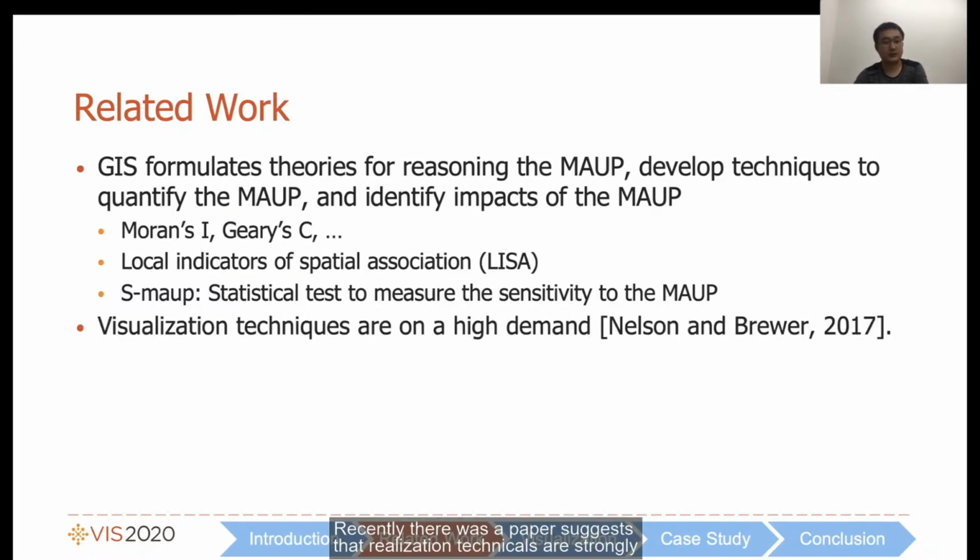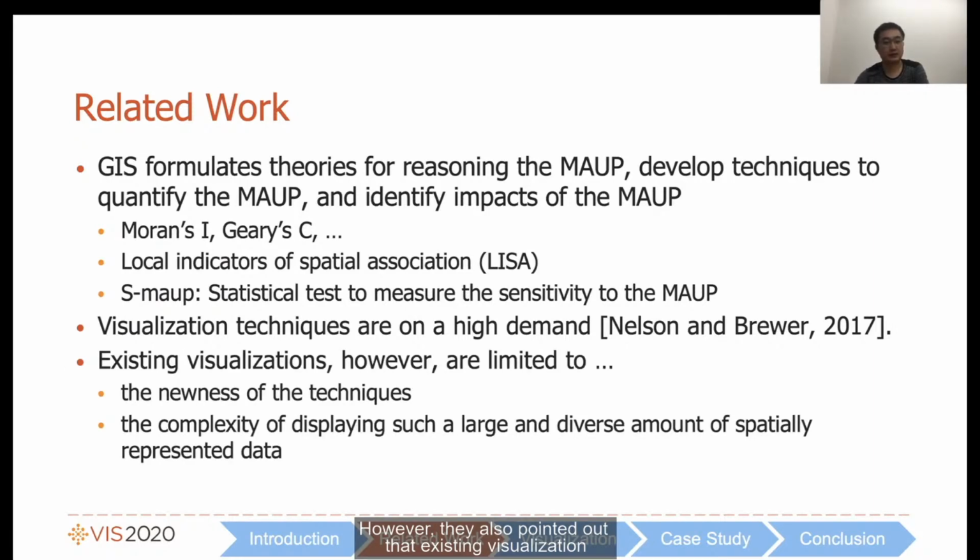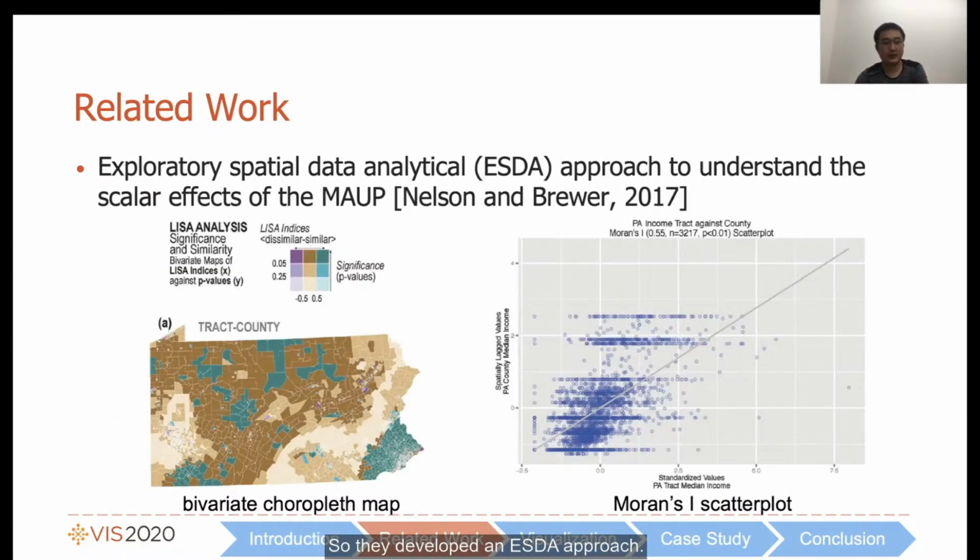Recently, there was a paper that suggests that visualization techniques are strongly encouraged to explore the MAUP. However, they also pointed out that existing visualizations are limited by the newness of the techniques and the complexity of displaying such a large and diverse amount of spatially represented data. Okay, so they developed an ESDA approach.